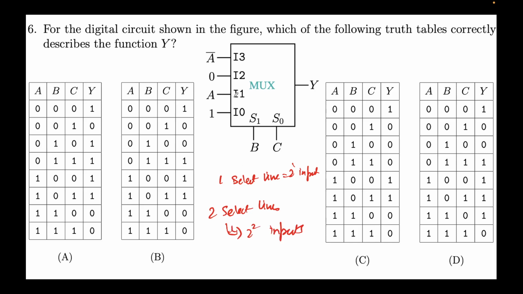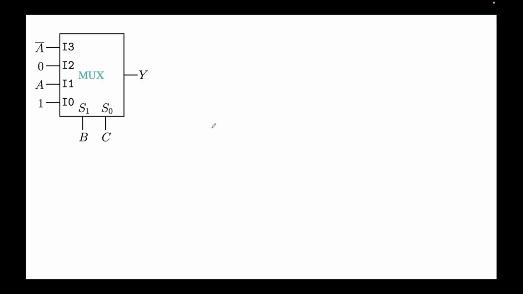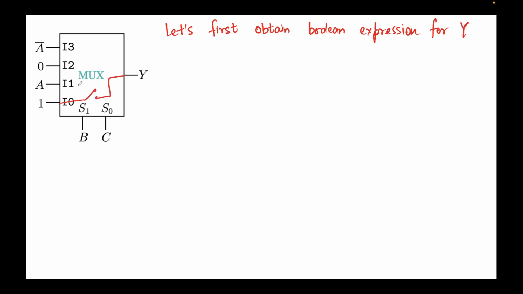Now this is a different problem. Now we are required to draw the truth table. So this is the problem. First I'll try to obtain the Boolean expression for y, because then my life becomes a bit simpler. So let's just do that. Again, just remember that there are nothing but 4 switches over here. Please keep that in mind. So assume that there are 4 switches like this, and at any given point of time only one of these switches will be closed.